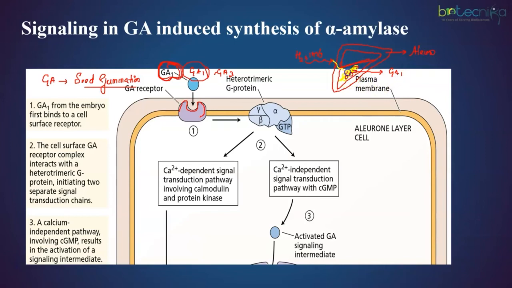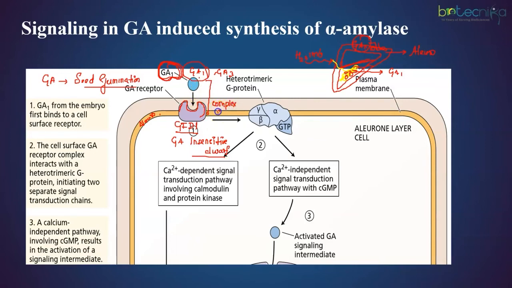So in this cell, what exactly is happening? This GA1 will be transported to which layer? The aleurone layer. In the aleurone layer, there are a lot of cells. So this GA will enter into every cell, and what's going to happen? So here this GA comes and binds to a receptor called GID1. This is the receptor, called gibberellic acid insensitive dwarf receptor. As soon as the gibberellic acid binds to the receptor, this complex is activated.